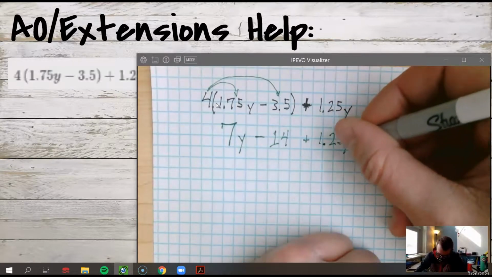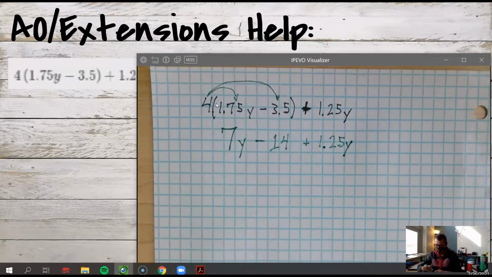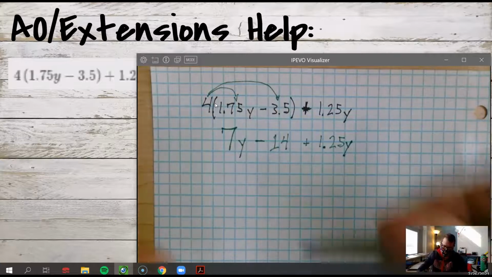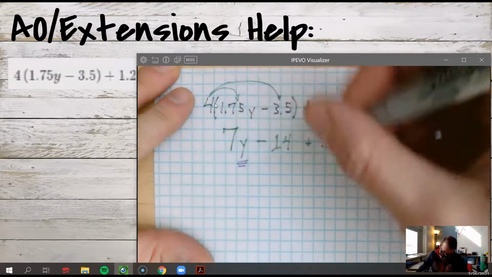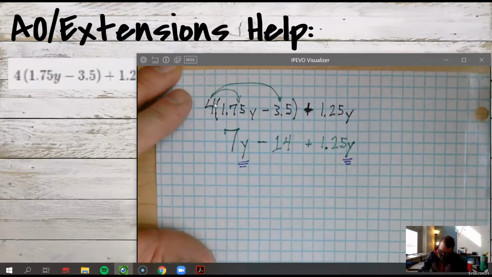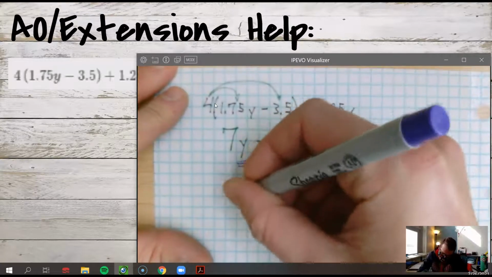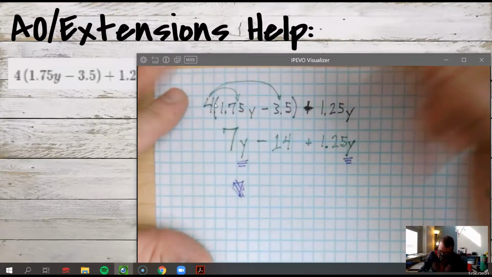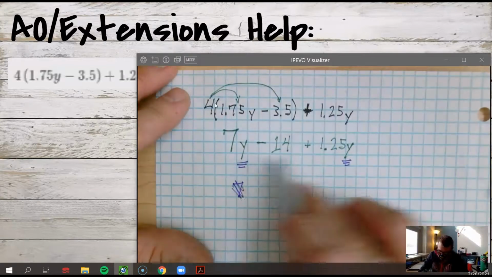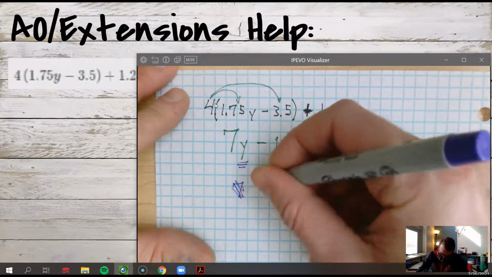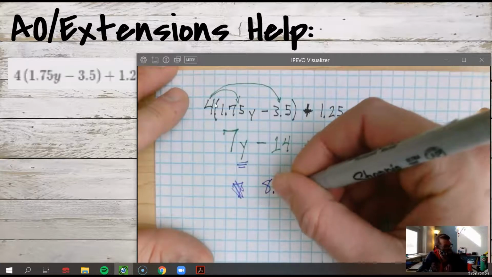And then the only other thing we can do in our simplification process is to combine like terms. So my y value here and my y value here. Crud. It would help if I would actually add them together, though. So 7 and 1.25 is 8.25.